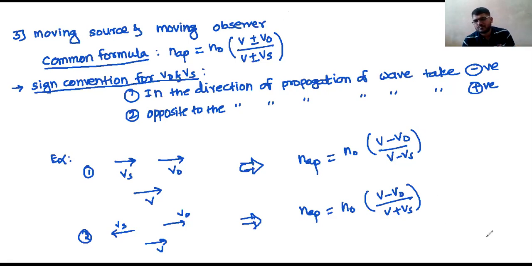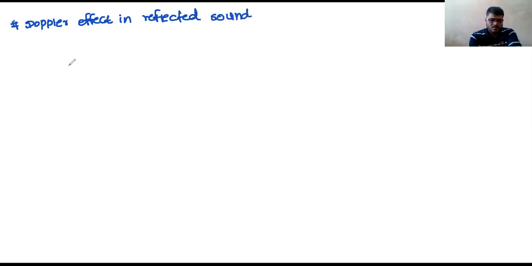Okay, next. Now, Doppler effect in reflected sound. So here it is. I have already told there is a car and there is a wall. So you are having frequency that is N reflected, we can say.